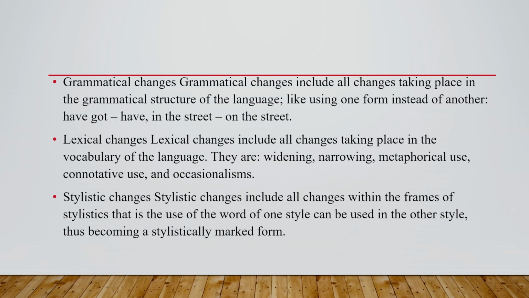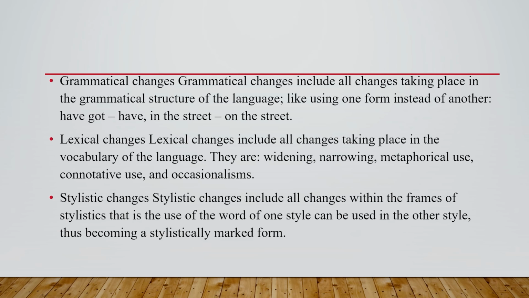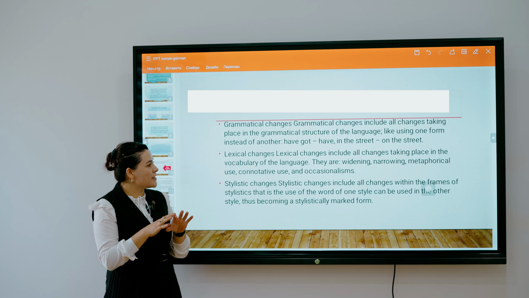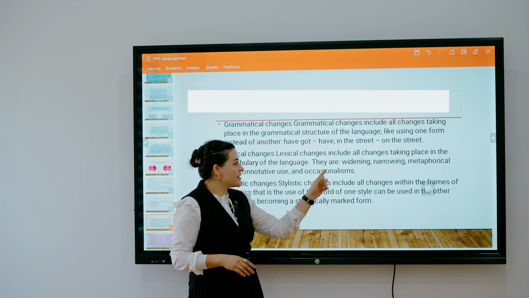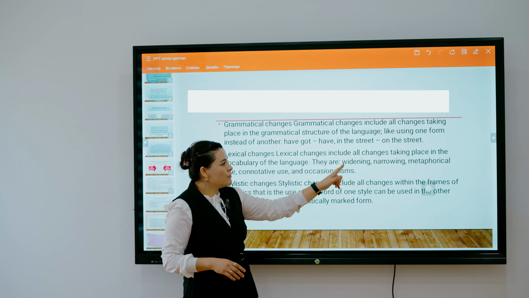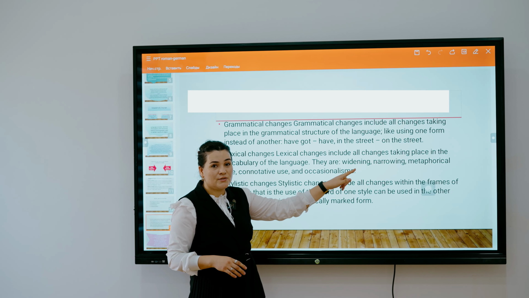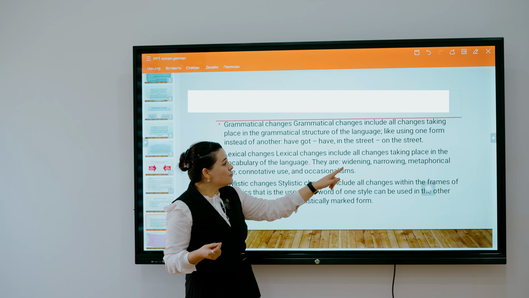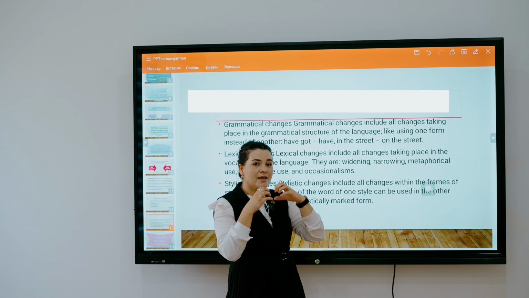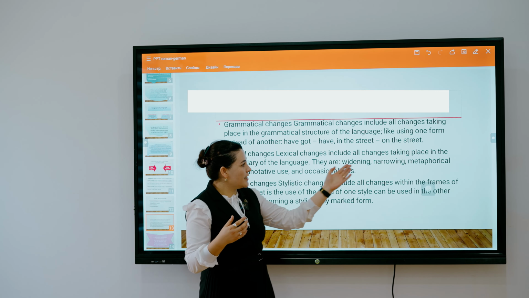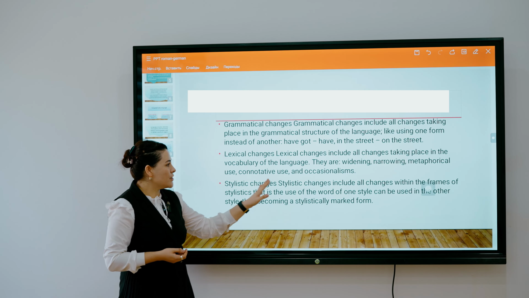And the next one is lexical changes. What are lexical changes? Lexical changes deal with words. They include all changes taking place in the vocabulary of the language. They are, for example, widening and narrowing. Widening, what does it mean? The main word is wide, an adjective, and widening is another word. And narrowing also: narrow is an adjective, and a new word is created for this situation. Also metaphorical use, connotative use, and occasionalisms.